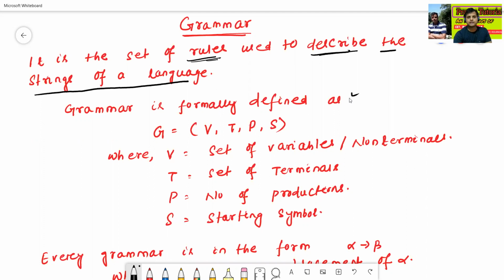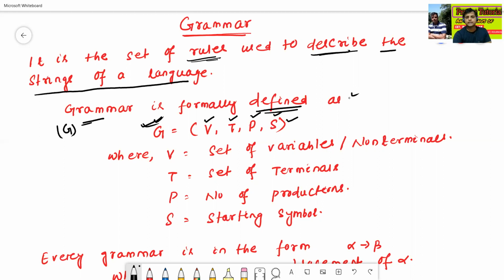So grammar is formally defined as G equals V, T, P, S. Grammar is formally defined as four tuples, that is V, T, P, S. So what is the meaning of G? G means this is called grammar.